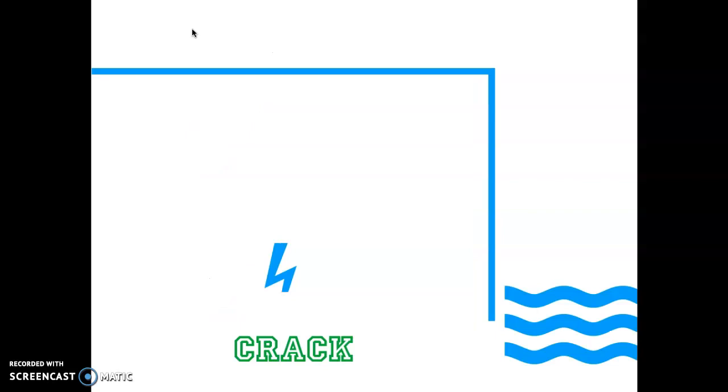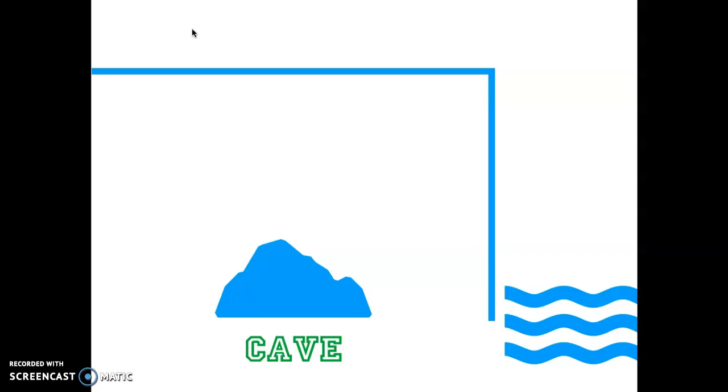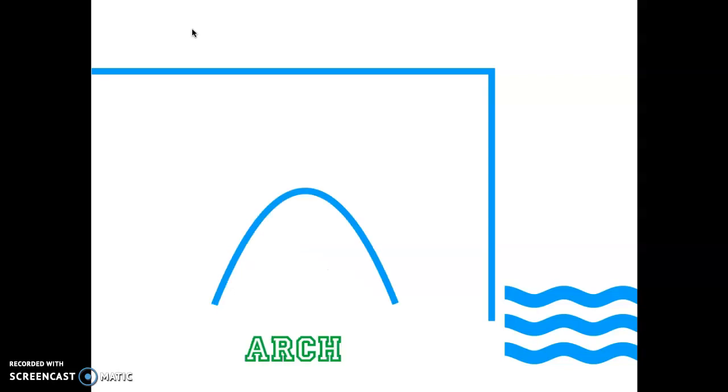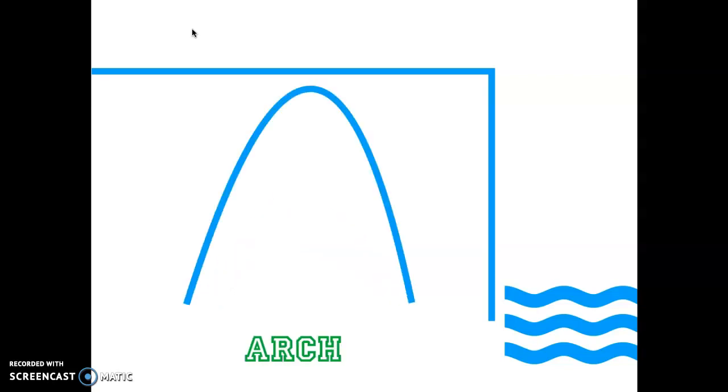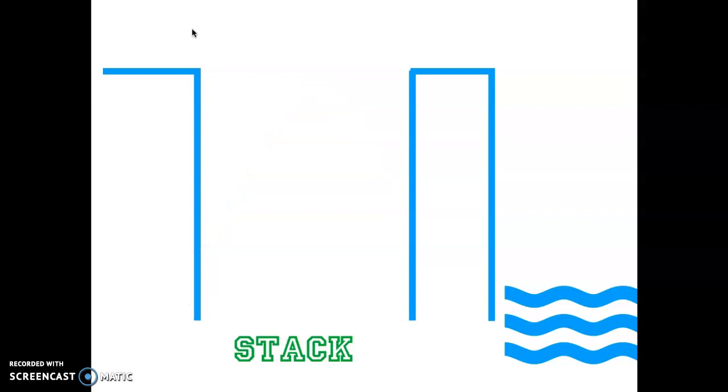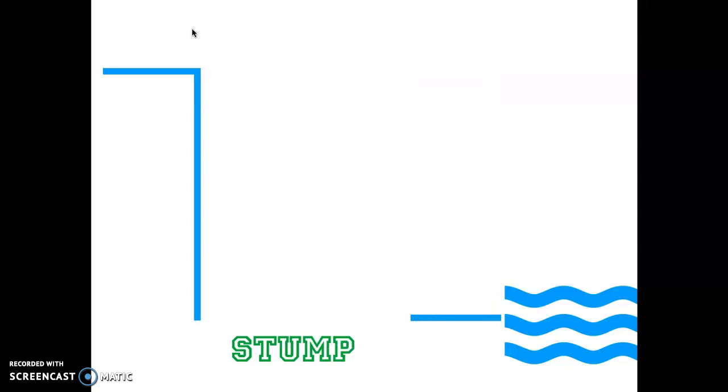Waves force their way into cracks in the cliffs and make them bigger until a crack becomes a cave. The cave keeps eroding until it breaks through the headland, forming an arch. The arch eventually collapses, leaving a headland on one side and a stack on the other. The stack will collapse to form a stump.